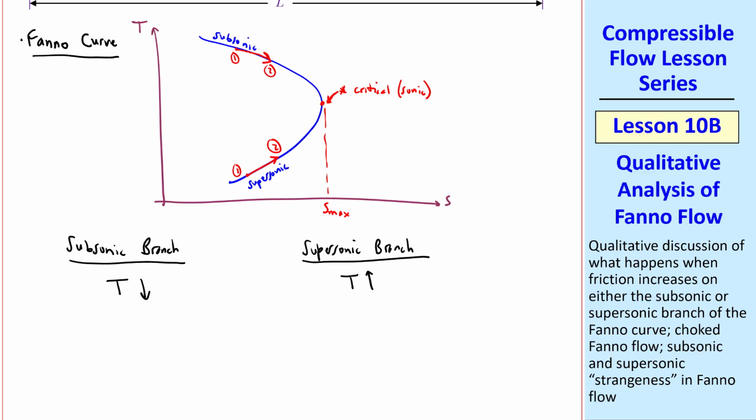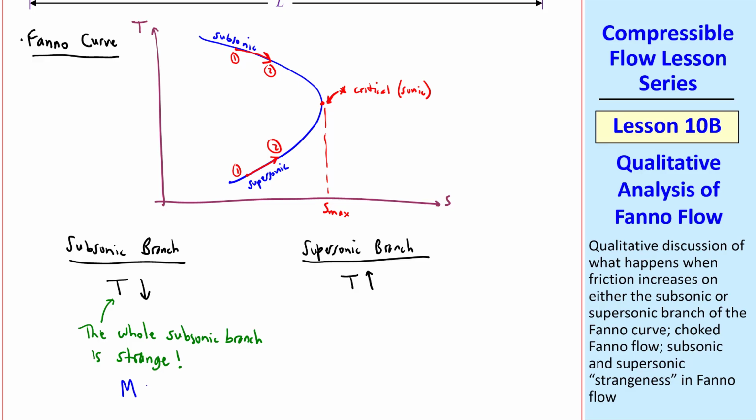In Fanno flow, we have no such strange region, except that the entire subsonic branch is sort of strange, because if you think about it, we're adding friction, and yet the temperature goes down. So I'll write here, the whole subsonic branch is strange. Instead of friction heating up the flow, friction actually makes temperature go down. This is non-intuitive, but we have to think of our other variables in order to explain it.